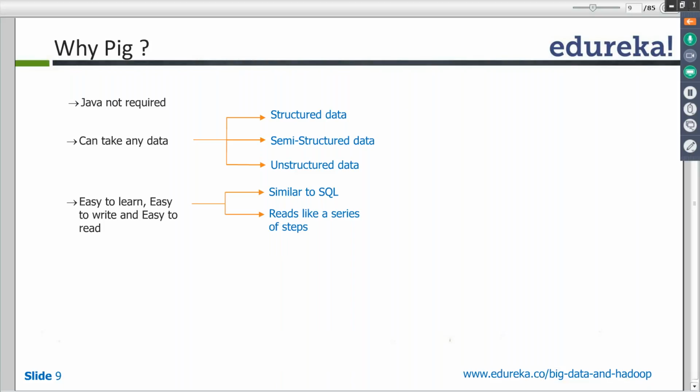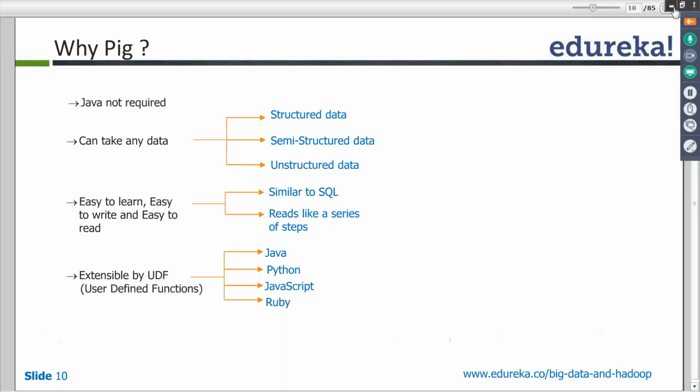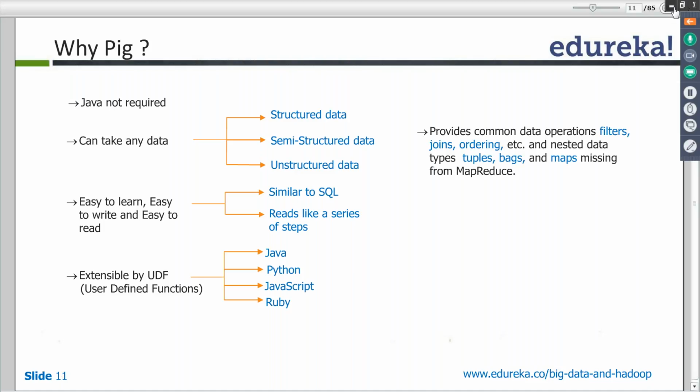So it reads like a series of steps. It is extensible. Whatever functionality Pig is giving you, the best part is Pig is written in Java and Pig is open source. In Pig, you load data, you store, you filter, you group, you join, you do a lot of things. Everything can be extended and customized by writing UDFs. UDF stands for user defined functions. You can write a UDF in Java, Python, JavaScript, Ruby.